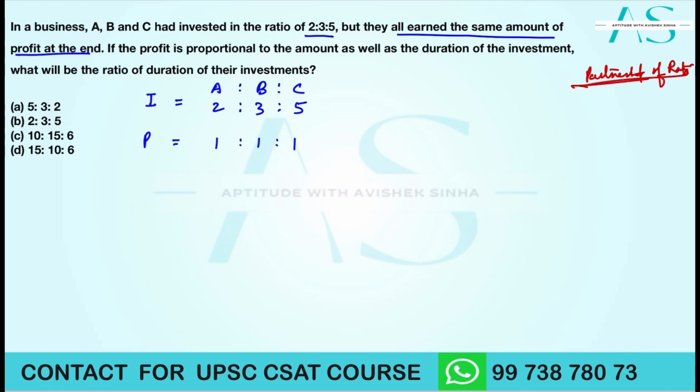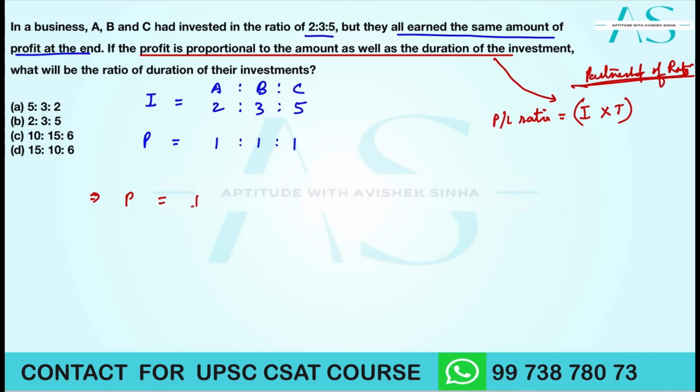Its core fundamental is that between the partners, the profit or the loss bearing ratio is always a cumulative of investment into time period. Even if this were not given, see, this statement is clearly given here, but generally even if it is not given, I would still work on this pattern. So I know the profit ratio is always investment into time period.